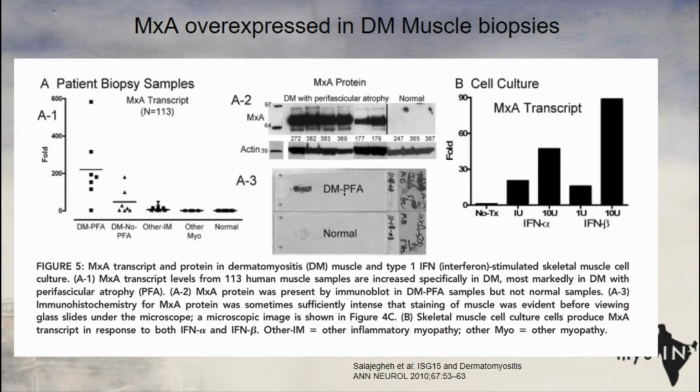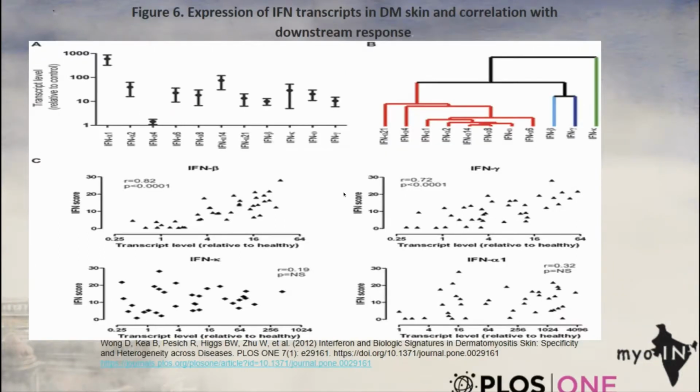Next slide. Even MxA, which is one of the most important proteins, an antiviral protein expressed because of type 1 interferon induction. You can see the MxA transcripts, again, very significantly elevated in dermatomyositis patients with perifascicular atrophy, and the protein also expressed in dermatomyositis patients with perifascicular atrophy. Next slide, please. Not only in the muscles, but also in the skin of these patients, you can see a significant expression of interferons, specifically interferon beta.